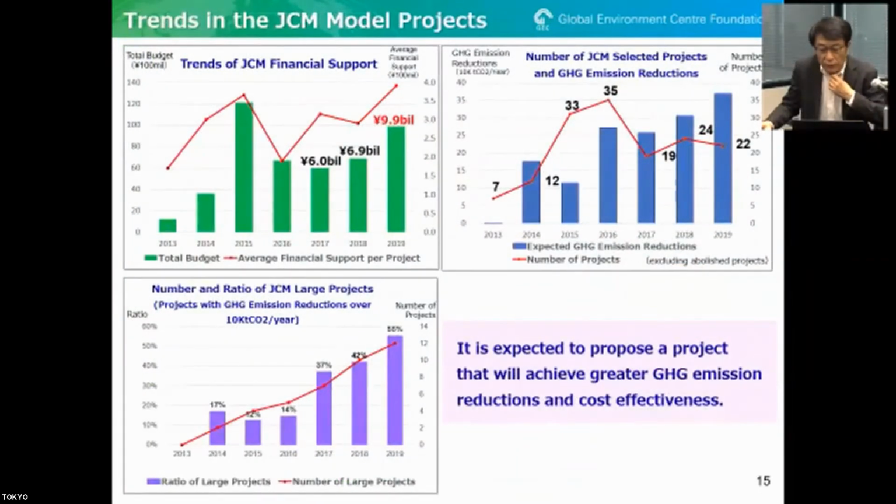These graphs show the trends of JCM model projects. In the upper left graph, you can see that total budget and average amount per project are increasing. The upper right graph shows the expected GHG emission reductions by JCM model projects are increasing. And in the lower left graph, you can see the number and ratio of JCM large projects are increasing. JCM large projects mean projects with GHG emission reductions over 10,000 tons CO2 per year.